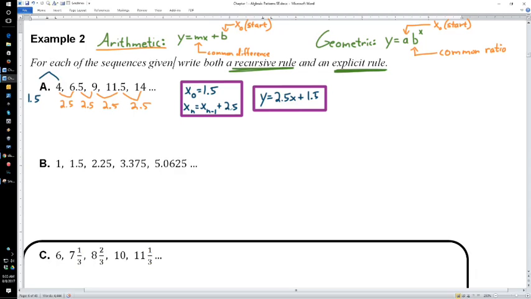All right, for the next one, let's just, again, start with dividing. So 1.5 divided by 1. Hey, guess what? It's still 1.5. 2.25 divided by 1.5 is also 1.5. Now you need to check them all. 3.375 divided by 2.25 is also, yep, 1.5. And 5.0625 divided by 3.375 is, again, 1.5. So we have a common ratio. We're multiplying by the same thing all the way down. So this one is geometric.